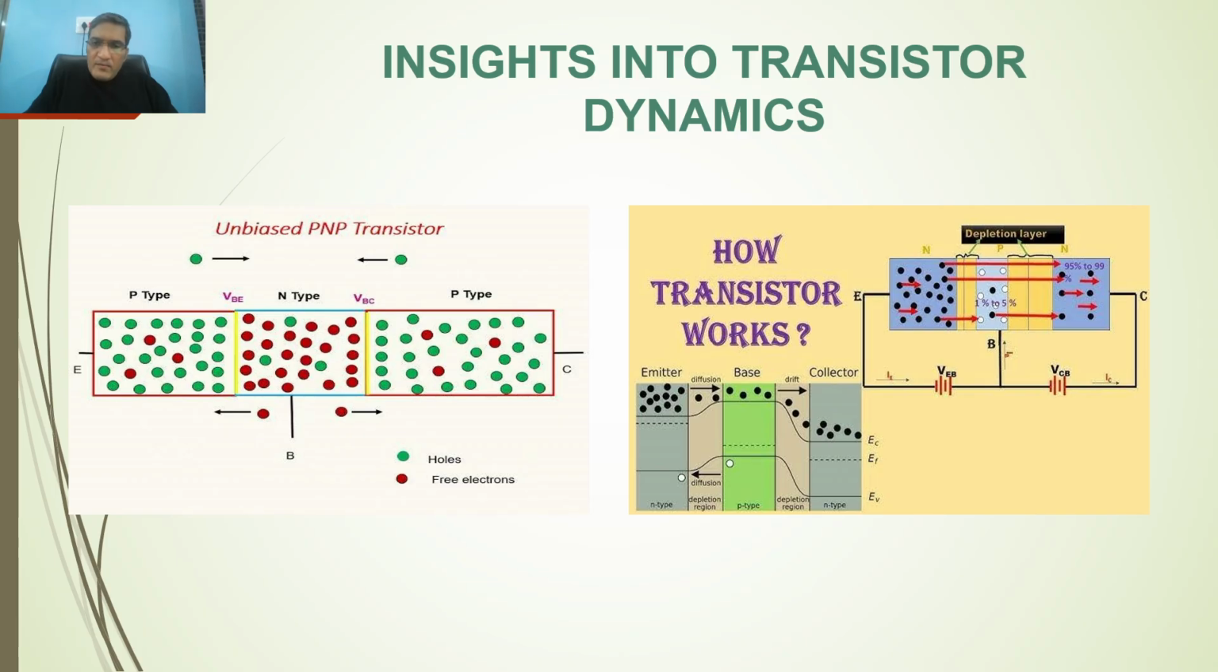We always think, before starting, about what type of biasing and what battery polarities are connected to the N side and P side. It is very important for the transistor action. So let's make a small summary.